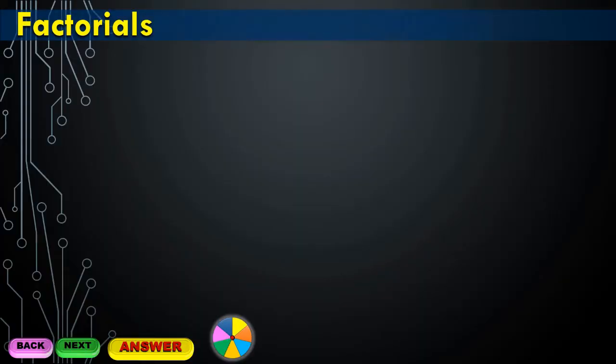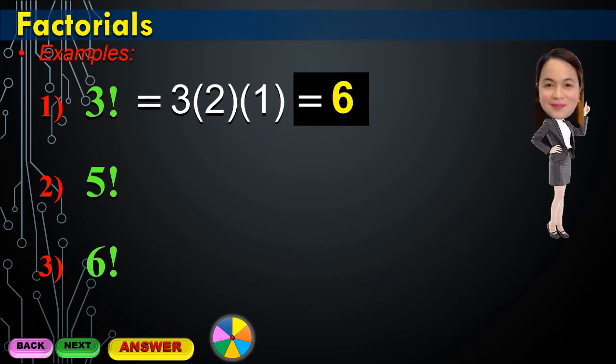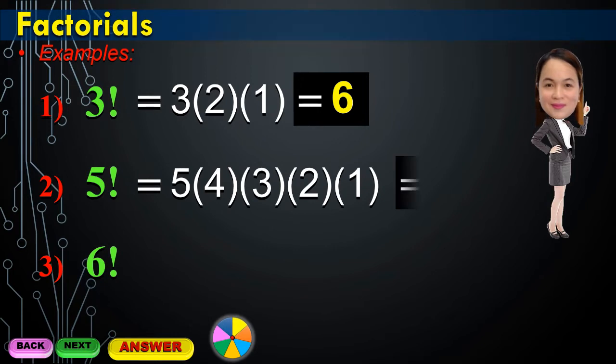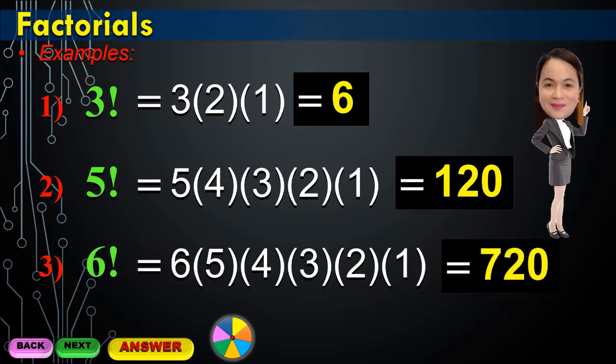Let's have some examples of factorial. Number 1, we have 3 factorial. 3 factorial is equal to 3 times 2 times 1, which is equal to 6. What about 5 factorial? 5 factorial is equal to 5 times 4 times 3 times 2 times 1, which is equal to 120. What about 6 factorial? 6 factorial is equal to 6 times 5 times 4 times 3 times 2 times 1, which is equal to 720.